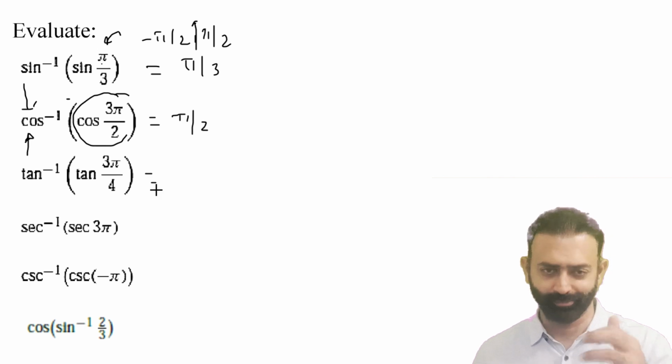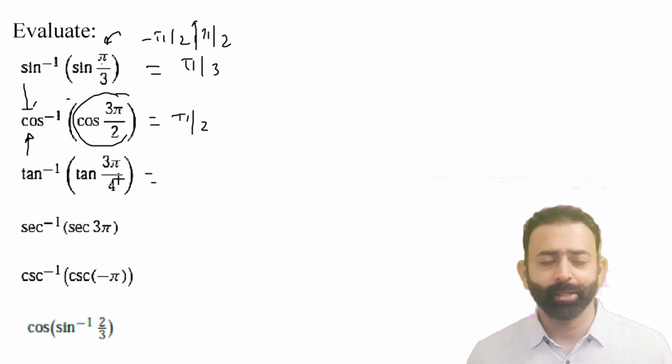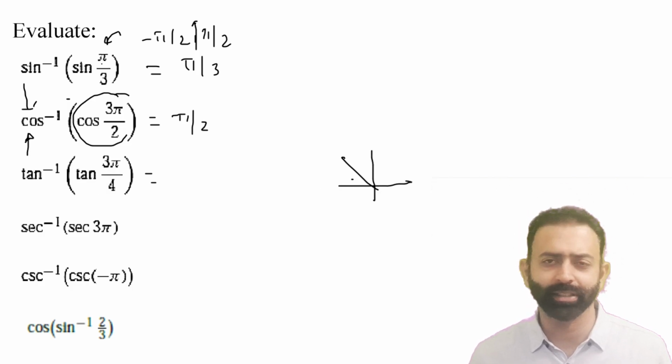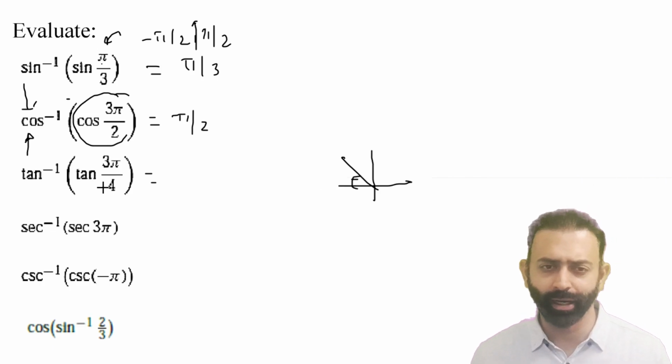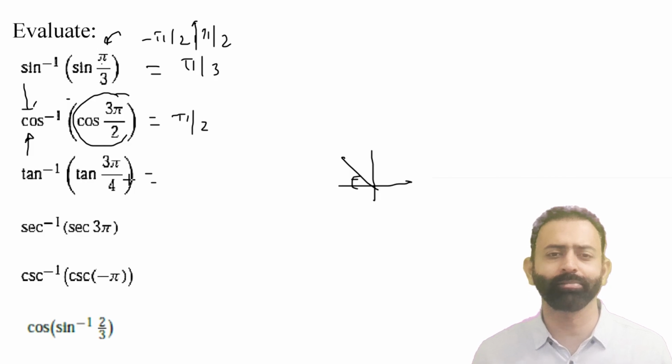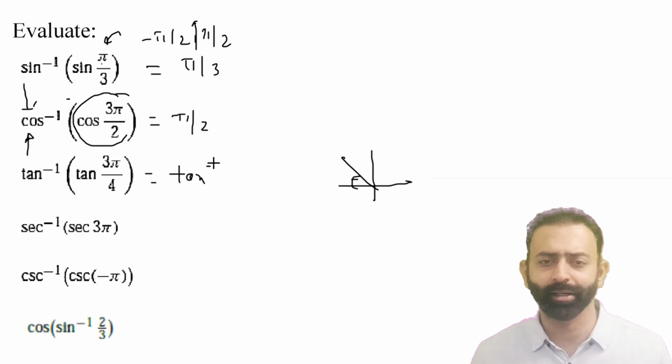Okay, moving on. Tan inverse tan 3π/4. Evaluate tan 3π/4 as π minus π/4. So in the second quadrant, the angle is 45 degrees, and tan 45 is 1. So the value of tan 3π/4 is minus 1. So basically it is written as tan inverse of minus 1.